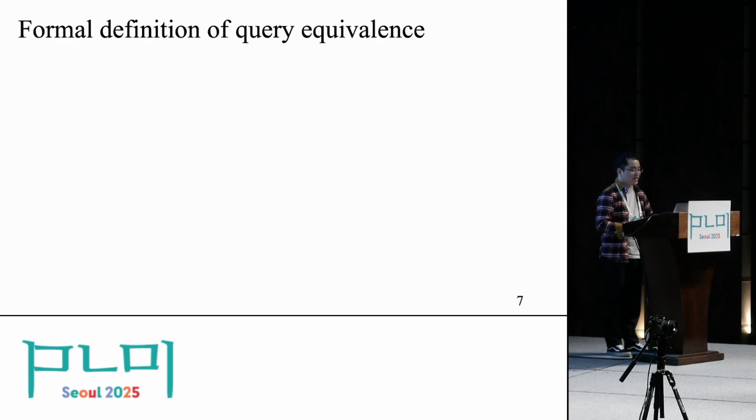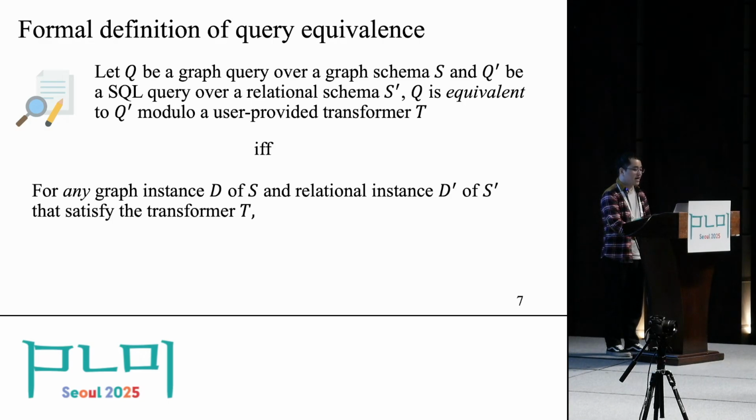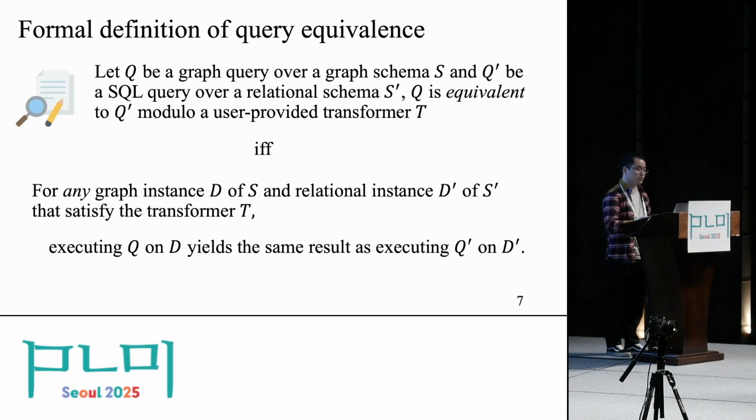Now that we have a way of specifying data correspondence, we can formally define equivalence as follows. Let Q be a graph query of a graph schema S, and Q prime be a SQL query of a relational schema S prime. These queries are equivalent modulo user-provided transformer T if and only if, for any graph instance of the graph schema S and relational instance of the relational schema S prime that satisfies the transformer T, executing the two queries on this instance generates the same results. Since this formal definition is a bit abstract, I will explain it in more detail.